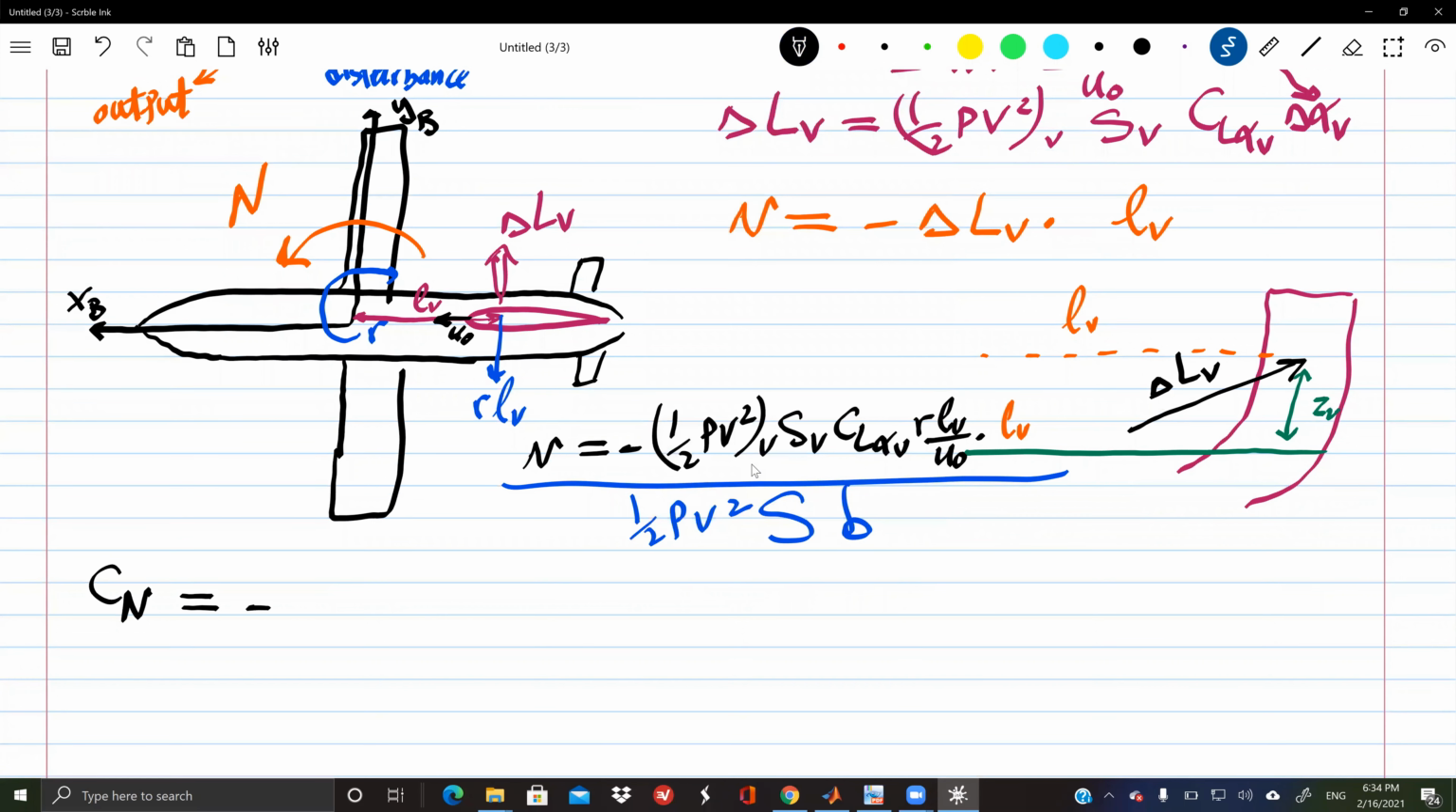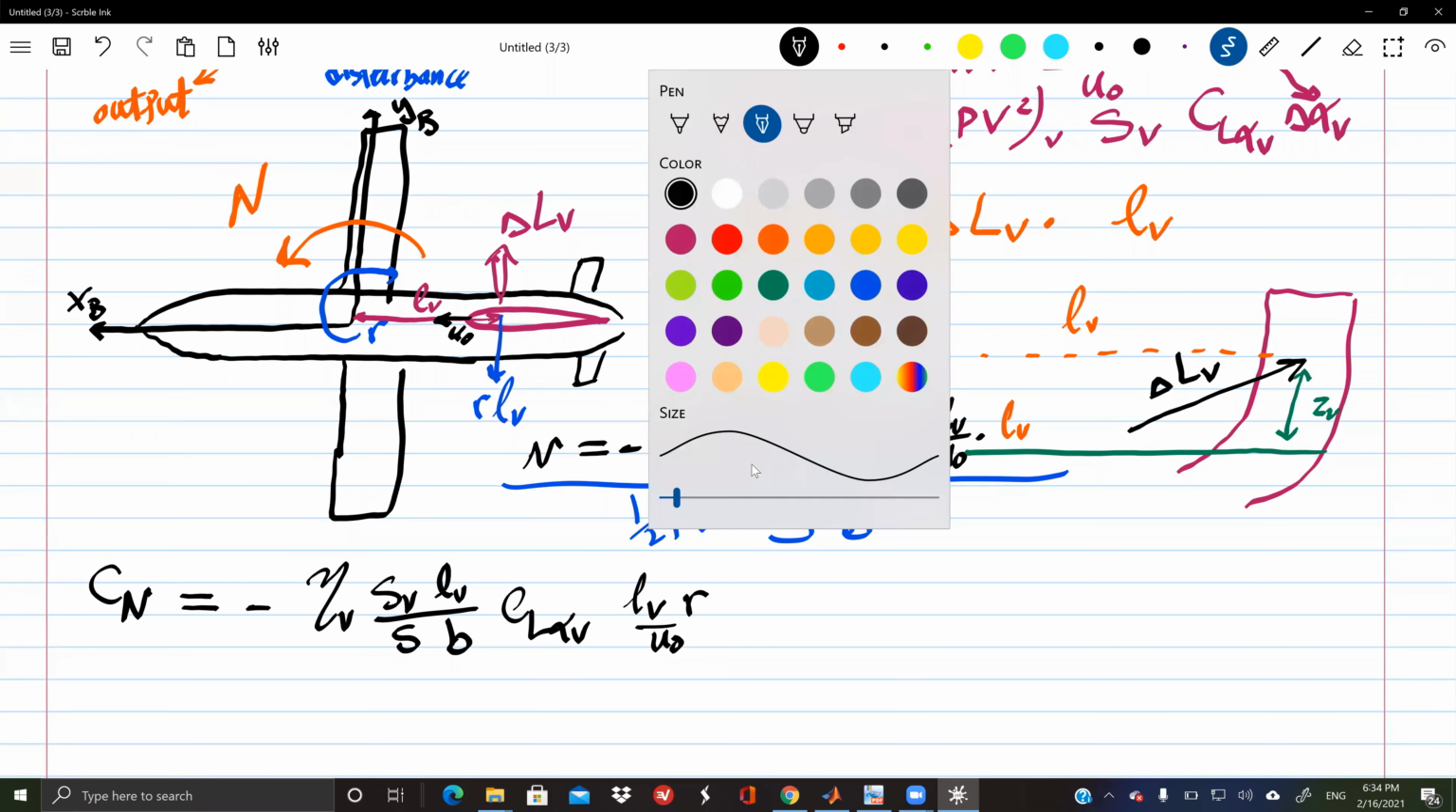So from this, when you normalize N, you get Cn. This is negative. When you divide by 1/2 rho v squared, you get eta vertical tail now, SV LV over S B, CL alpha V. I still have another LV, and I have maybe U naught and R. Then there is a punchline. What's the punchline? Go please and get it from the definitions.